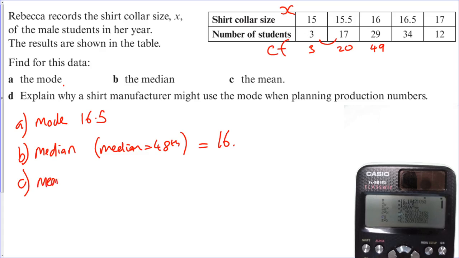Mean 16.2. The last bit says explain why a shirt manufacturer might want to use the mode when applying production numbers. So the mode is simply the most common shirt size. So for D, the mode is the most common. So they must want to make sure that they have the largest number of shirts in a 16.5. Even though our mean is actually closer to 16, there was still more for 16.5. So this one should be the most stocked shirt size.